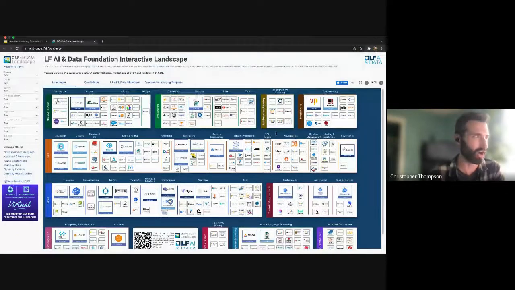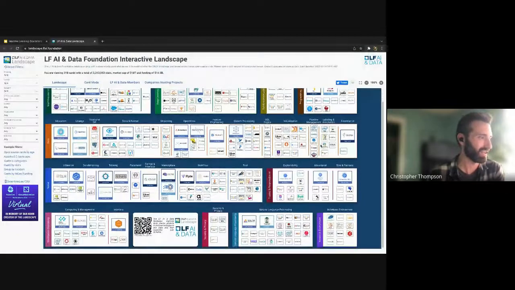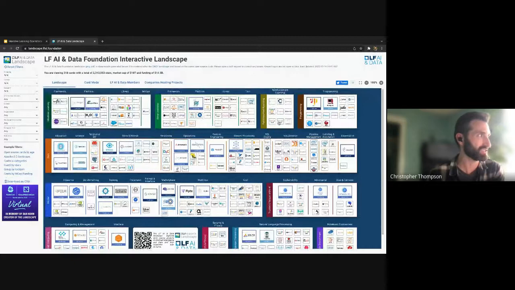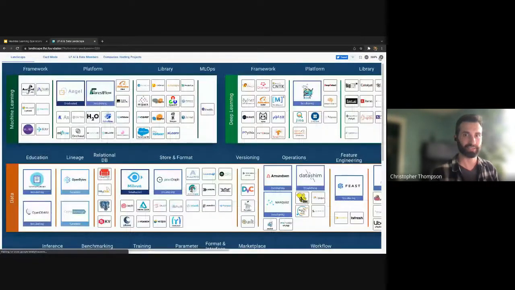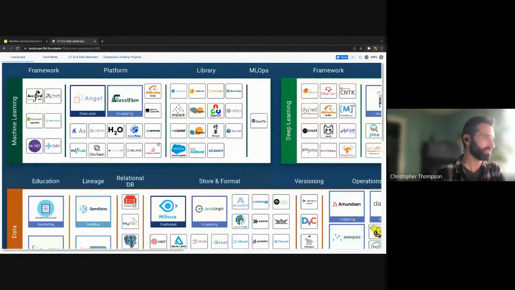So these are all machine learning. This is from the Linux Foundation. This is their AI and Data Foundation Interactive Landscape. I love this. Okay, let's zoom in a little bit. I'll get that bigger for you guys. There we go. All right, so you can find all of your different things you need here.